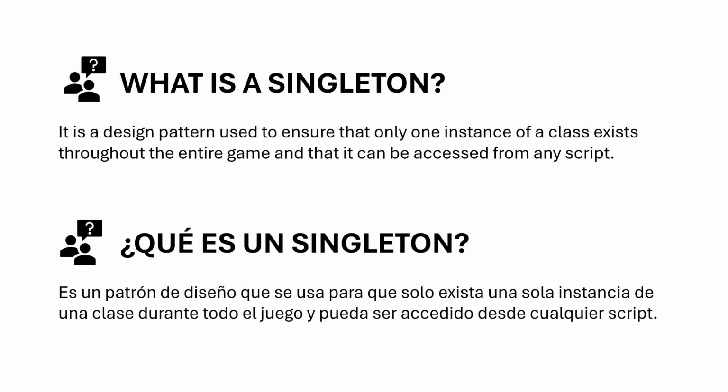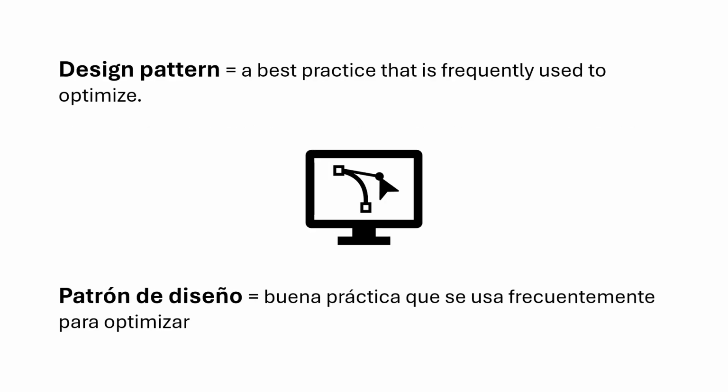Let's break it down. When we say in programming that something is a design pattern, it means it's a best practice frequently used to optimize. And the question you're probably asking is, why does it allow optimization? That's where its two main features come into play.